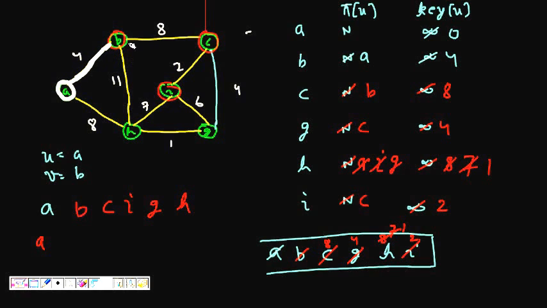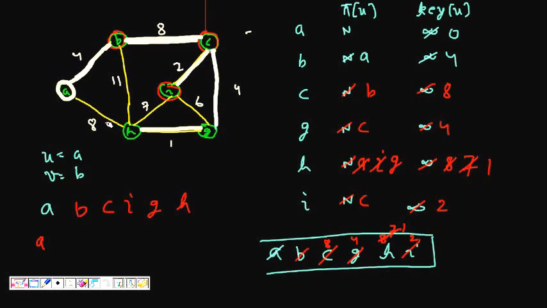Then C's parent is B, so it is like this. Then G's parent is C, so where is G? So G's parent is C, and then we have H, whose parent is G. So H's parent is G, and then I's parent is C.